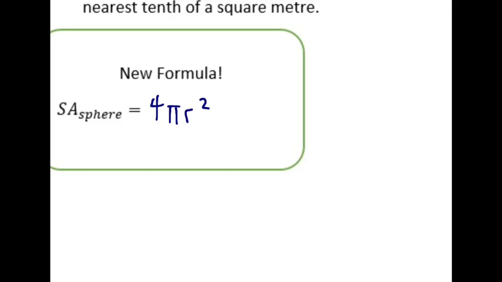Yeah, pretty crazy. But something in that formula should look familiar. Pi r squared. Pi r squared, what's that? Area of a circle. So essentially the surface area of a sphere is 4 times the area of a circle with the same radius.